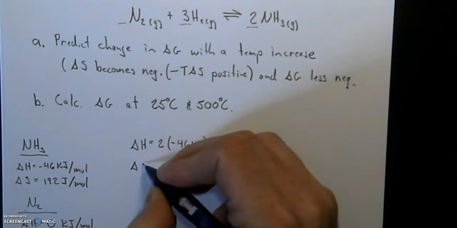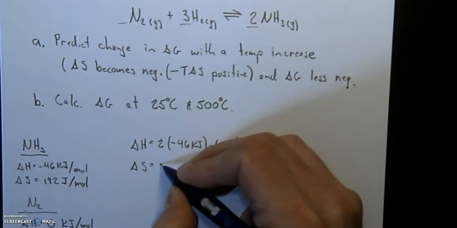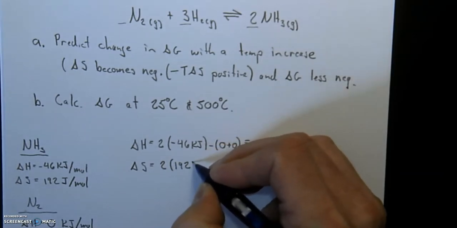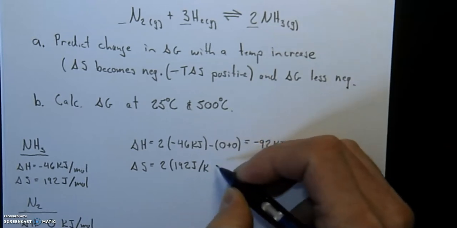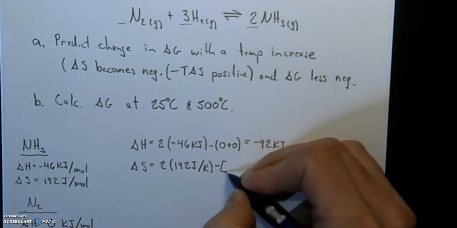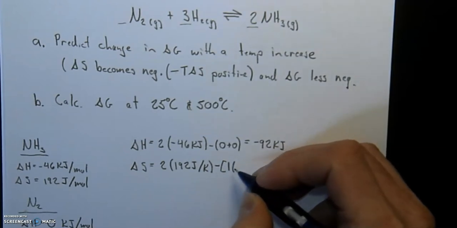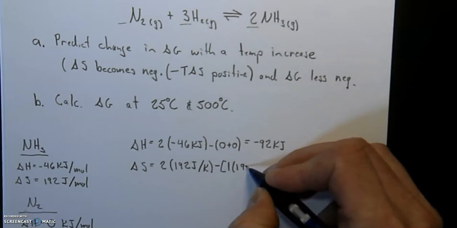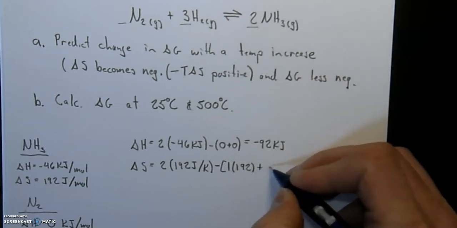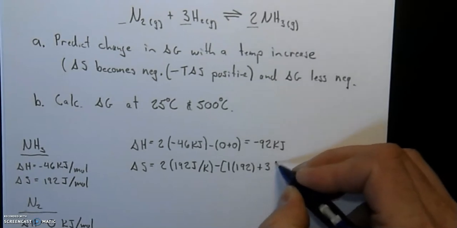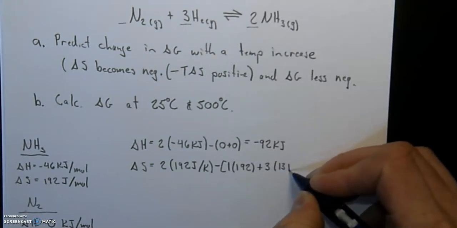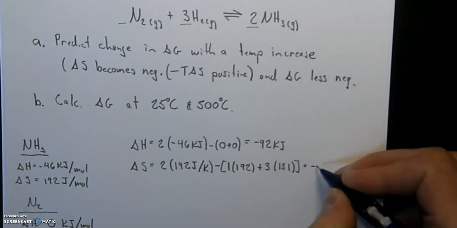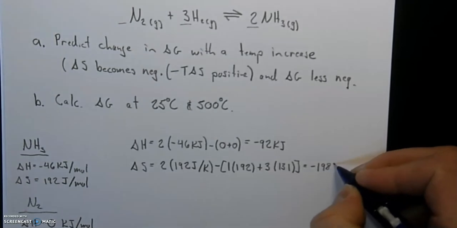Delta S for this, same process. I got the numbers off to the side there. 192 joules per Kelvin minus 1. Now I actually do have some numbers I have to deal with here. Also happens to be 192. Coincidence. Plus 3 times 131. And again, these are all joules. Equals negative 198 joules per Kelvin.